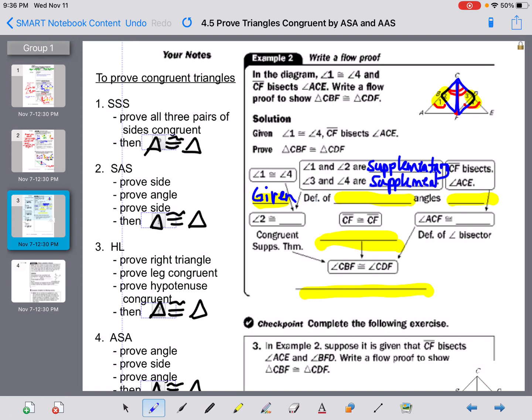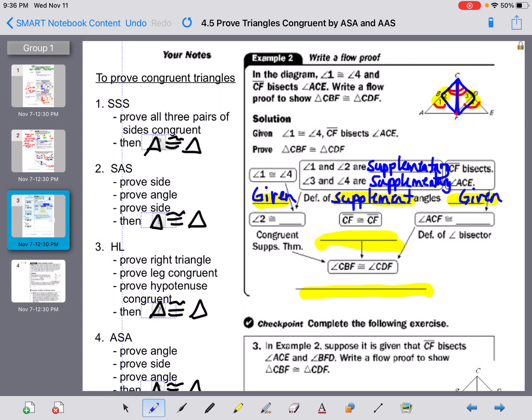How do we know that? Don't look at how I spell because I'm not sure I spelled it correctly. Definition of supplementary. Remember, when a vocab word comes in, we define it. So, all right, so we have angle 1 congruent to 4, 1 and 2 are supplementary, 3 and 4 are supplementary, and then we have CF bisects ACE, and that was also given.